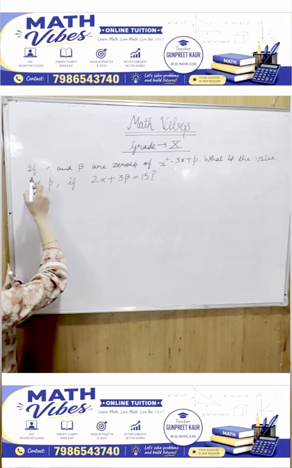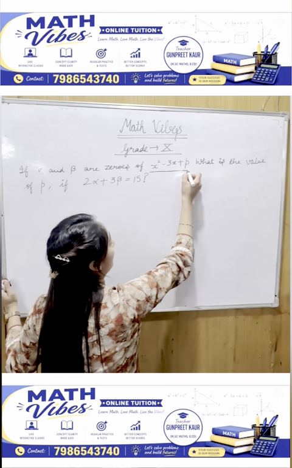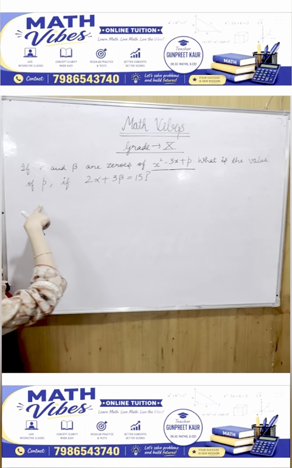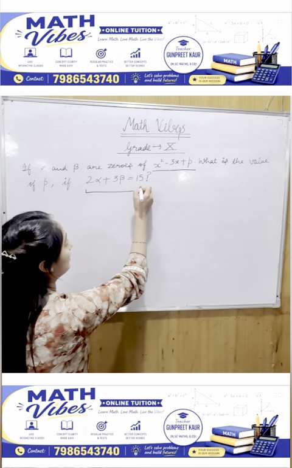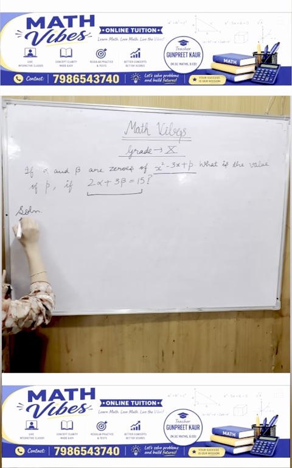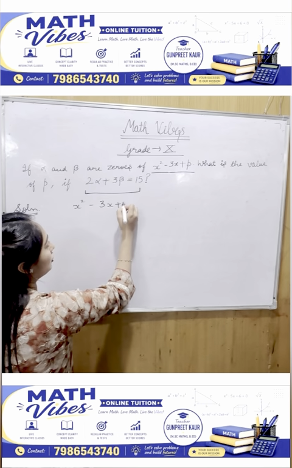हमें गिवन है अल्फा एंड बीटा आर जीरोस ऑफ x² − 3x + p। सो व्हाट इज द वैल्यू ऑफ p? यू हैव टू फाइंड द वैल्यू ऑफ p, गिवन इट इज अ कंडीशन इज गिवन। So what to do here? You have to compare first the given equation.